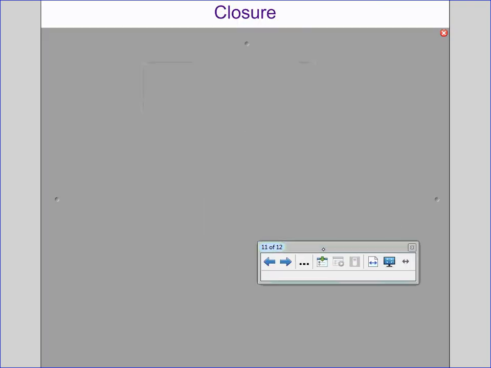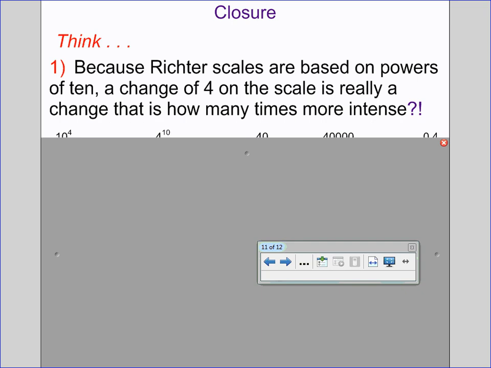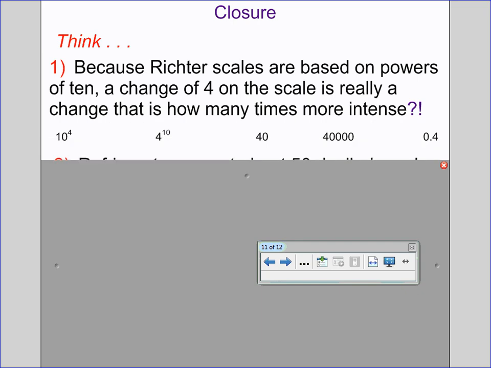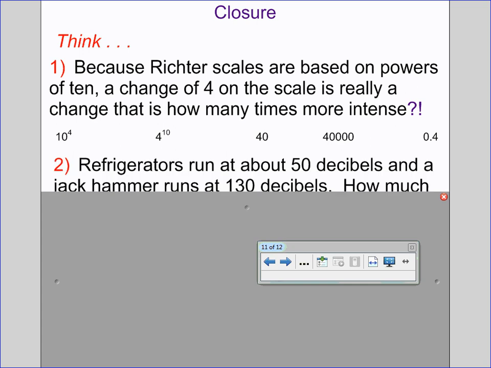Okay, then there are a couple questions with the pH scale, but we're going to go ahead and do our closure now so that you guys have plenty of time for your quiz second half. So let's go ahead and take a look at your closure. Because Richter scales are based on powers of 10, a change of 4 on the scale is really a change of how many times more intense. Don't say it out loud, just circle it and be ready to share.